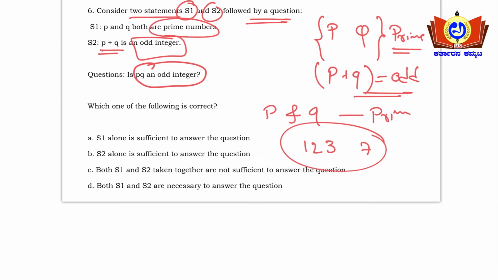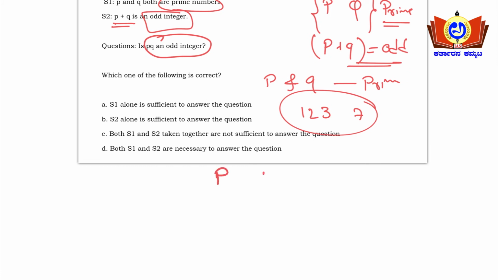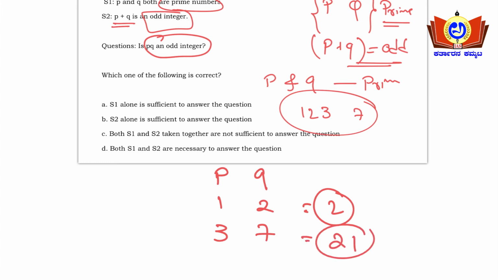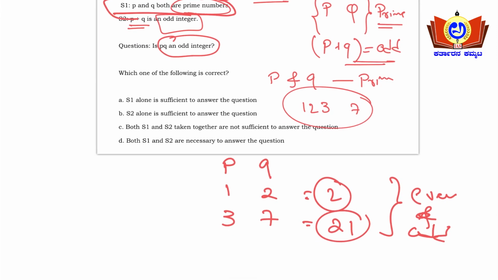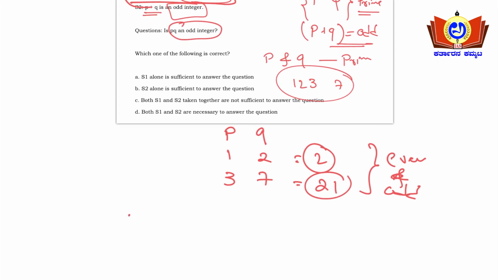Okay, let us examine the condition here. If at all p is equal to 1 and q equals 2, the resultant will be 2, which is even, not odd here. Okay, and if at all p is 3 and q is 7, the resultant will be odd here. So both the cases are possible, both even and odd, when you are considering only the first statement, if p and q both are prime numbers. Okay, and what does statement 2 say? P plus q is an odd integer.